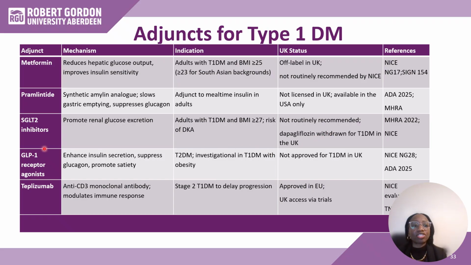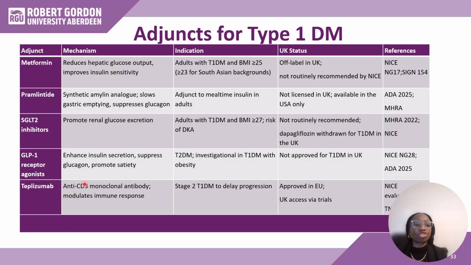And then the SGLT2 inhibitors were said they might be used for adults, but some of them have been withdrawn for use in type 1 diabetes. And then we also now have the upcoming GLP-1 receptor agonists. All these drugs I will be reviewing when I cover the pharmacotherapy for type 2 diabetes.